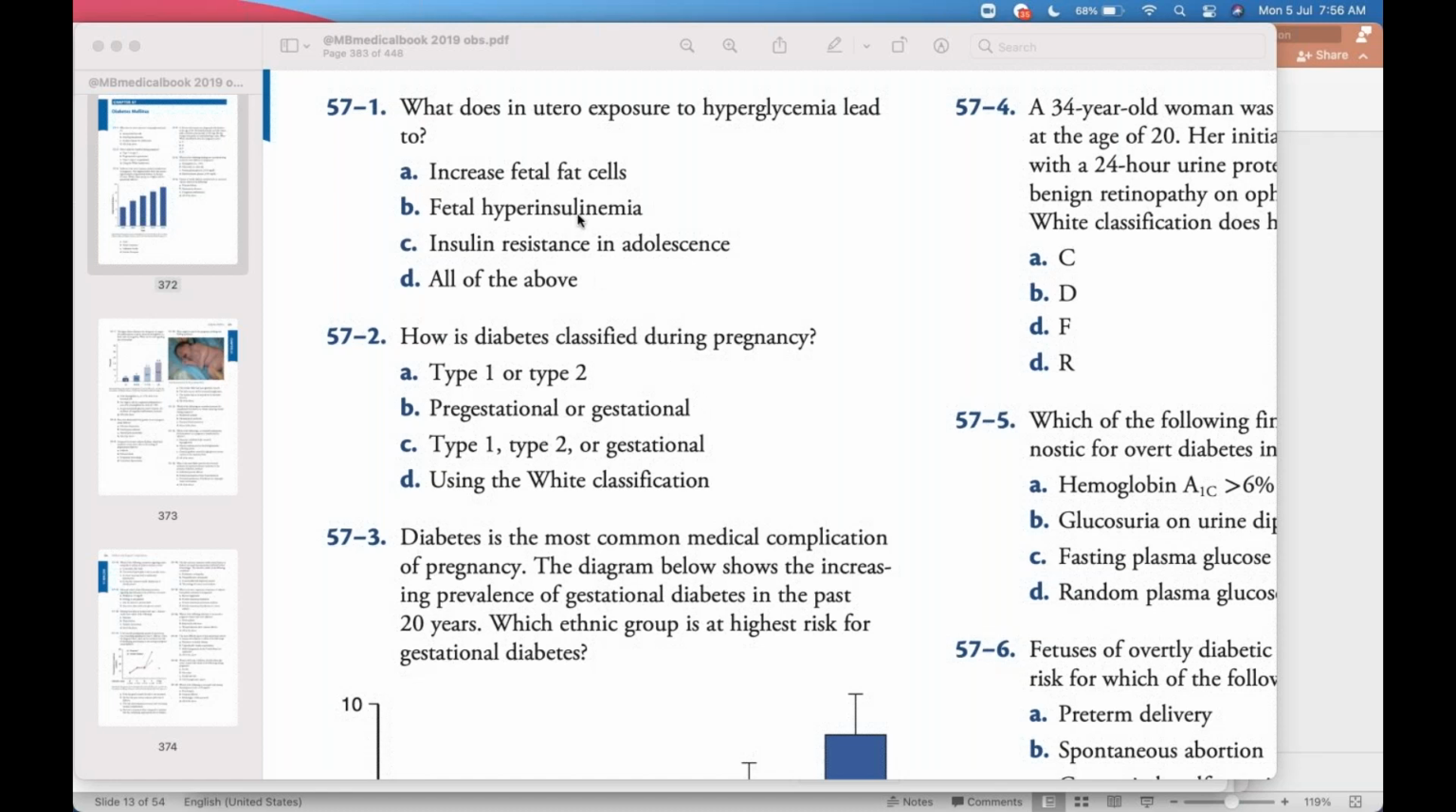So it will increase the fetal fat cells, and it will cause fetal hyperinsulinemia, and it will cause the insulin resistance in adolescents also. So the situation is the hyperglycemia, whether preconceptionally the lady is hyperglycemic or whether she develops hyperglycemia during pregnancy, she will always have a risk of the development of hyperinsulinemia in the fetus, and in later stages, once the baby is born, in adolescence, the insulin resistance of the baby.